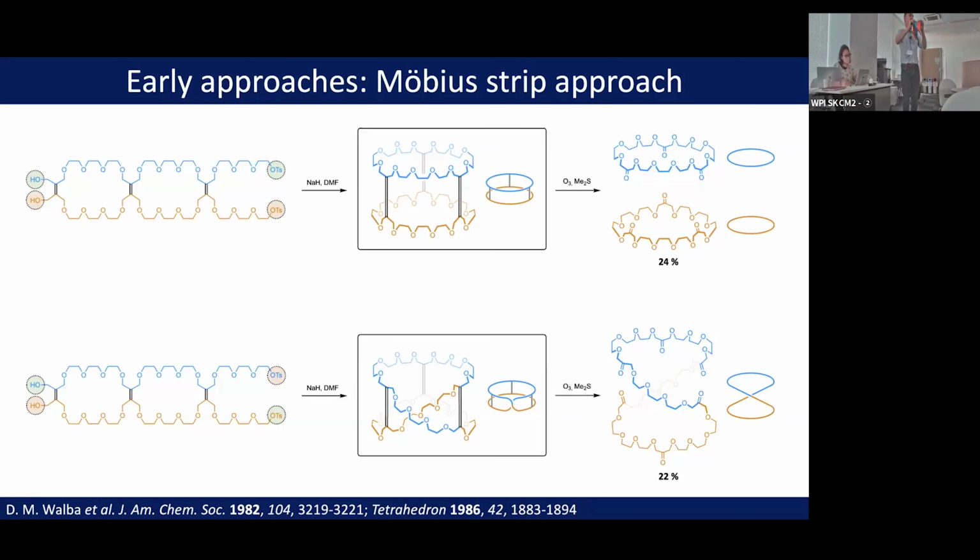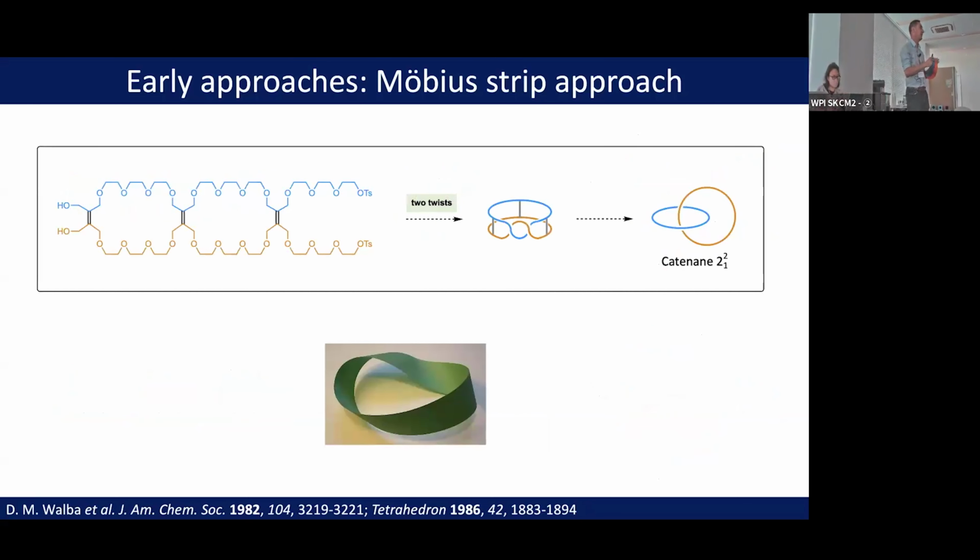Where it becomes more interesting, of course, is if you have more than one twist. If you have two twists or three, then by cutting the line here in the middle, what you get can be either a catenane or a trefoil knot, or depending on the number of twists, more exciting structures. But this, of course, as you can imagine, never happens. That's the sad end to the story, a very sexy idea which actually never worked.